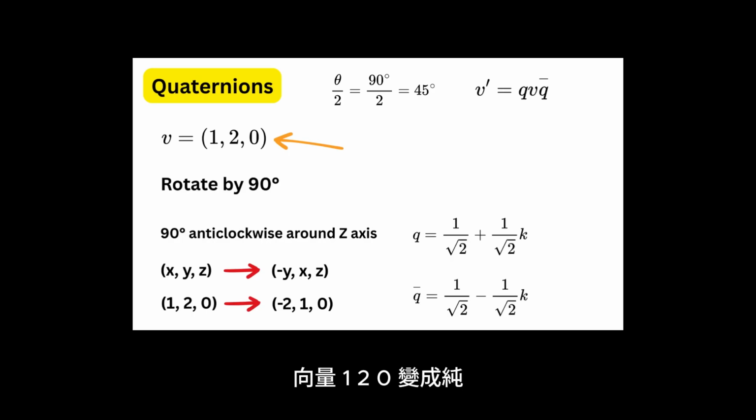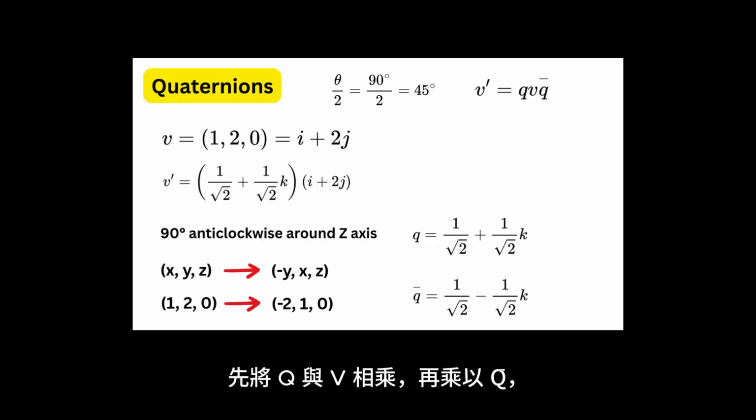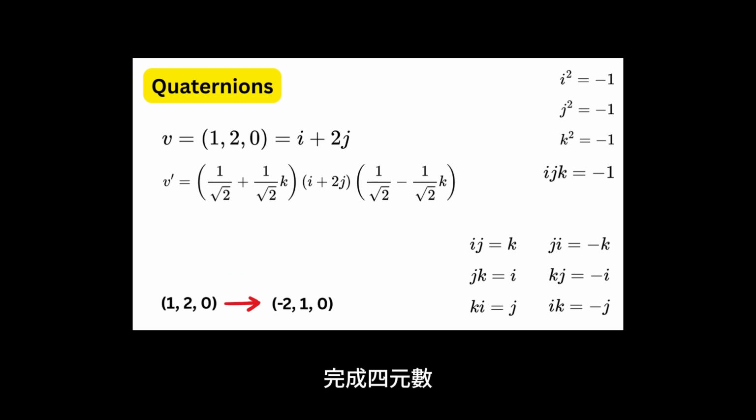The vector 1, 2, 0 becomes the pure quaternion i plus 2j. Notice that there is no real part, only the vector part is present. This is called a pure quaternion. We now perform the rotation by multiplying q with v, followed by q bar, and using these set of rules. After carrying out the quaternion multiplication, the result becomes minus 2i plus 1j. Converting this back into vector form gives minus 2, 1, 0. This exactly matches the answer predicted by geometry.